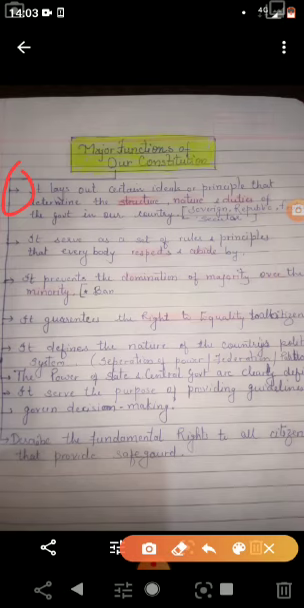Sovereign means that one country is called sovereign if it doesn't allow any other country to interfere in its work or in its decision. Then it is a republic. The nature of the government is republic. It means that the head of the state must be elected.